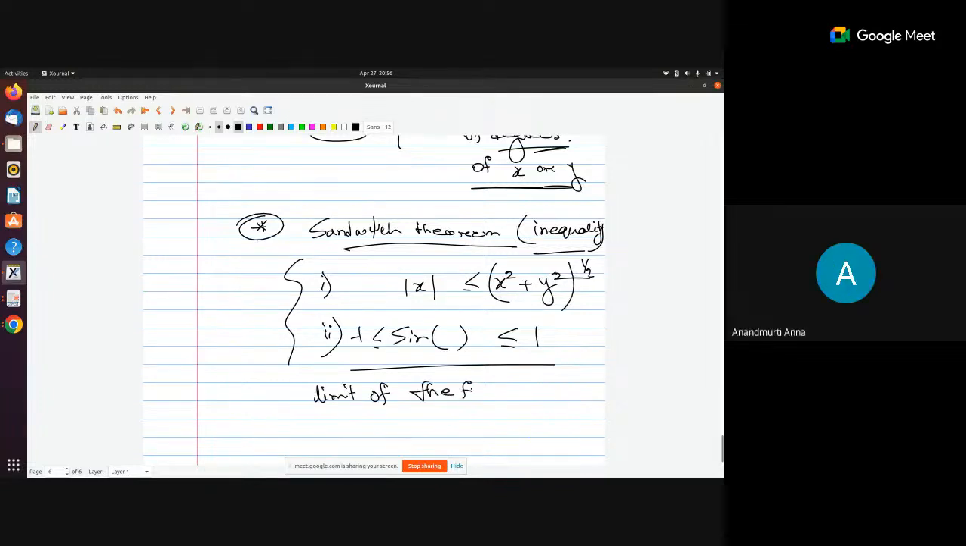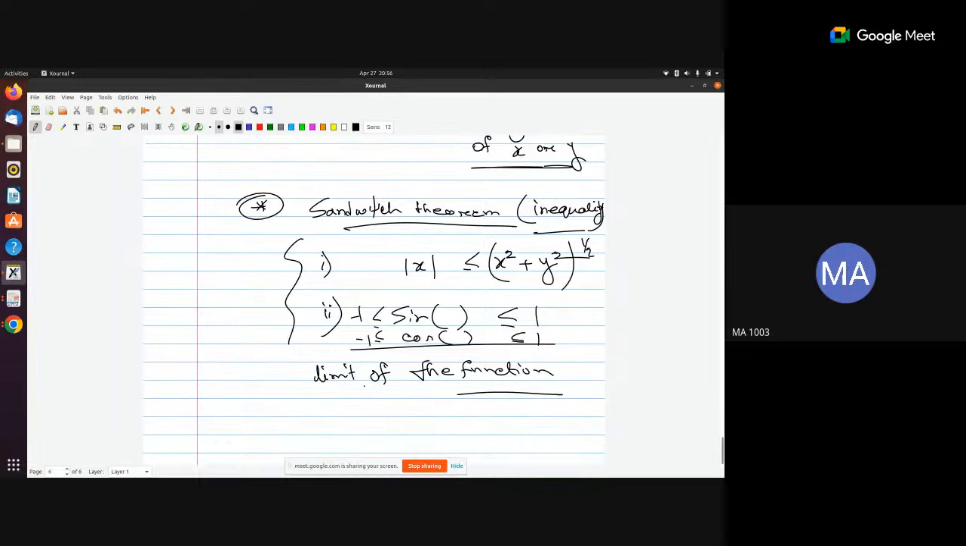And sir, one more thing: if it is cos, then will it be between 0 and minus 1? No, for cos also it is minus 1 to 1. Cos also it is the same. Okay. Tan we cannot say anything. Generally tan is 0 to infinity.